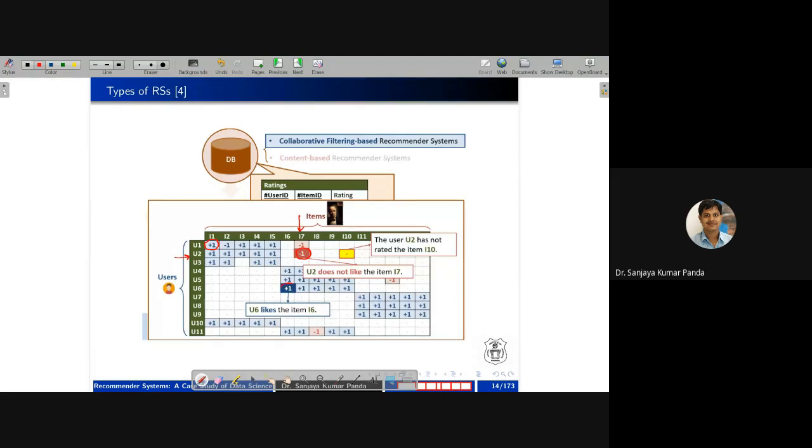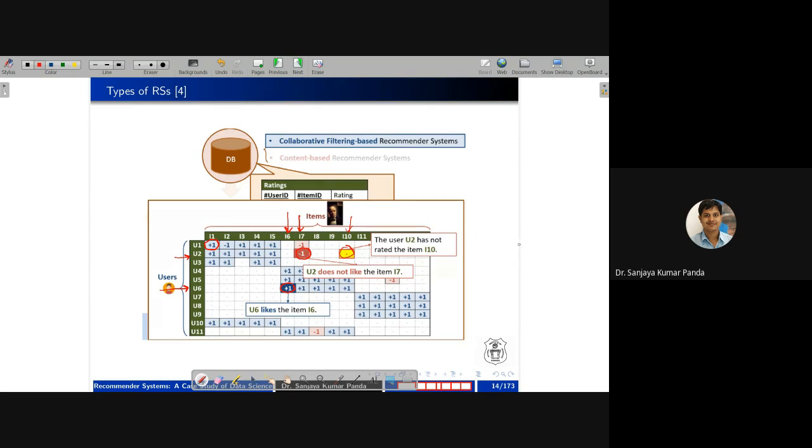So this +1, what does it indicate? It corresponds to user 6 and I6. So we can say user 6 likes the item I6. If you see this particular rating matrix, the values are in the range of +1 to -1. And if there is an empty cell, like here you can see there is an empty cell corresponding to user 2 and item I10. So you can say user 2 has not rated the item I10.